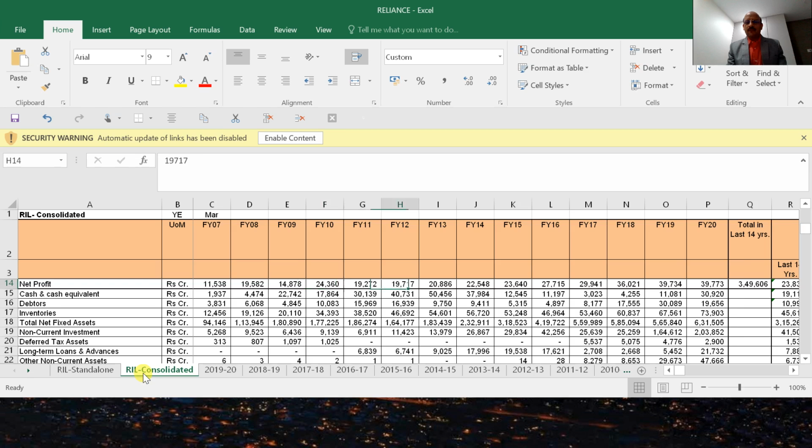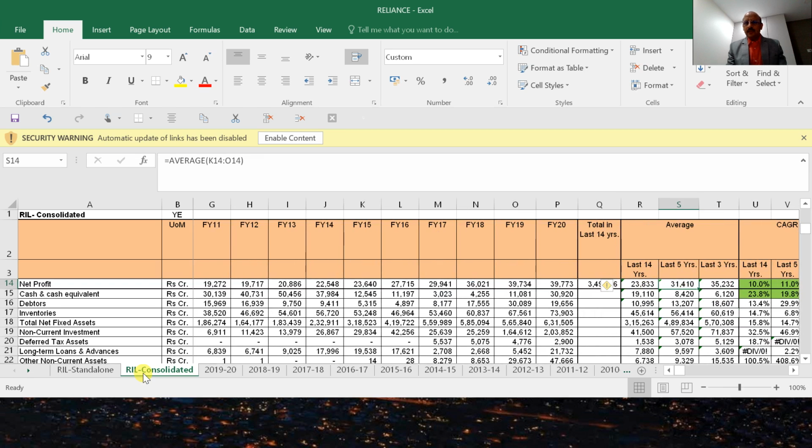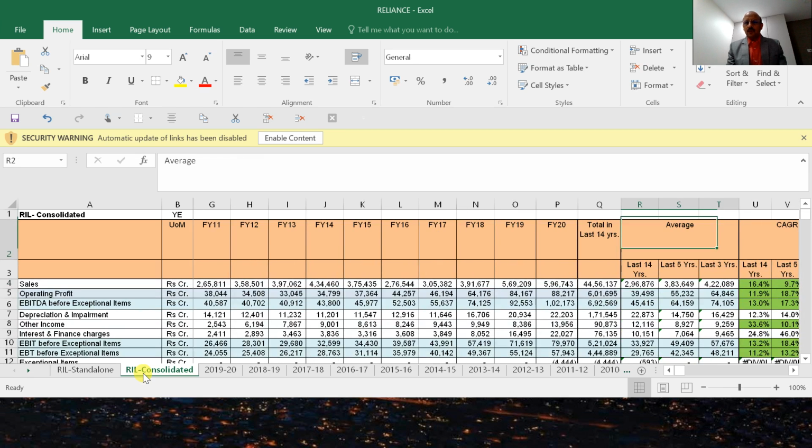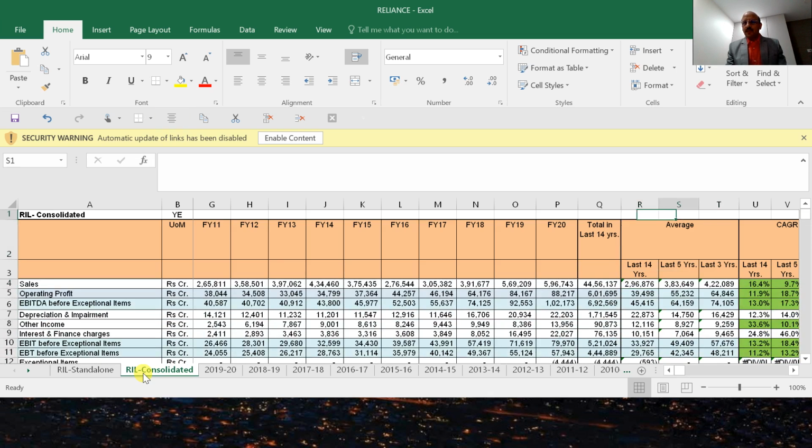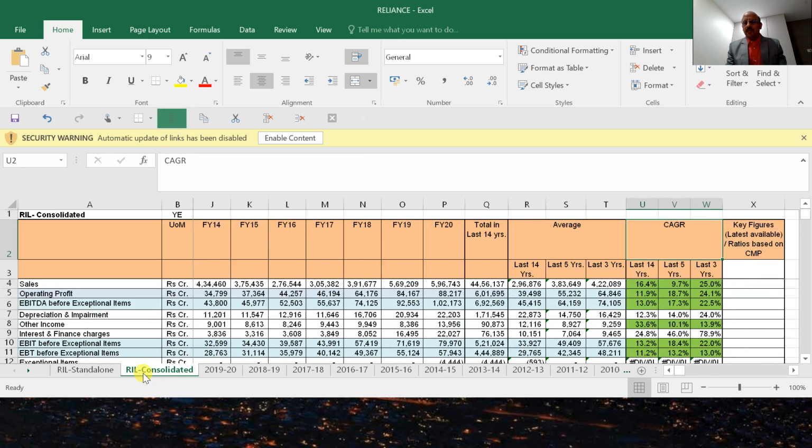So if you look at this 14 years of data, we have taken the cumulative figures of each item in column Q, and then columns R, S, T show for the last 14 years what has been the average sales revenue, for the last 5 years what has been the average sales revenue, and for the last 3 years what has been the average sales revenue. For each of the numbers, I took the simple average, and then I calculated the CAGR, compounding annual growth rate. How to calculate the compounding annual growth rate? You can refer to my separate video, where I have explained it in simple terms.